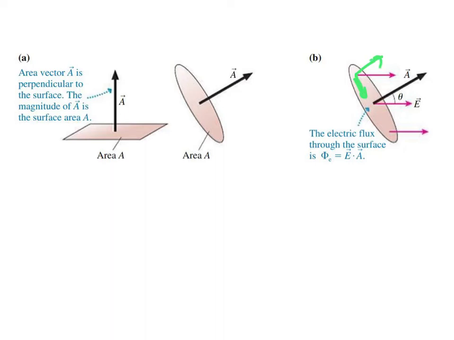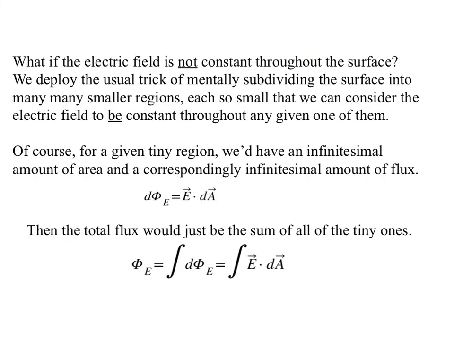And the stuff that's sliding along the surface doesn't contribute. It's not going through the surface. Just like if this were a fluid flow, stuff sliding along here doesn't contribute to the volume of fluid passing through. So we use E cos theta, and that gives us the dot product bit. All right, but what if the electric field is not constant throughout the surface?